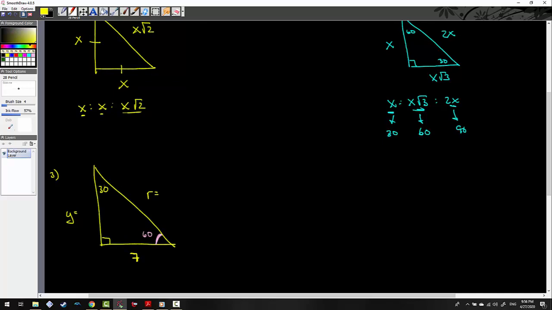In other words, the 7 is the small side, right? We're dealing with a 30, 60, 90 right triangle. Notice I don't have any congruency markings here, so this is 30, 60, 90. My 7 is across from the small side. So I better find the medium and large side. How do I do that? Well, the medium side is always the small side times rad 3. Well, the small side was 7, so 7 rad 3. And then the large side was always double the small side, so I end up getting 14. And that's just it. Y equals 7 root 3. R equals 14.